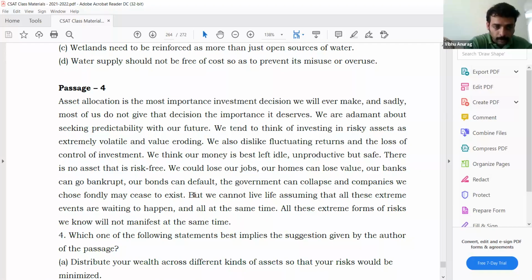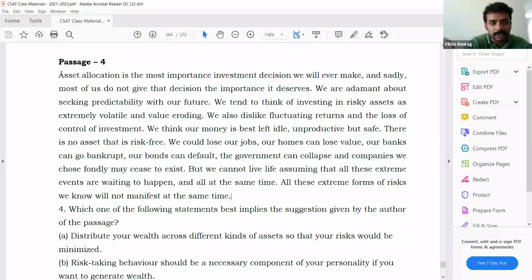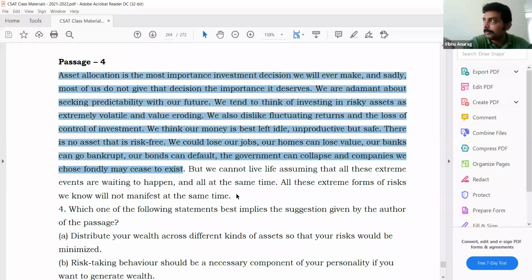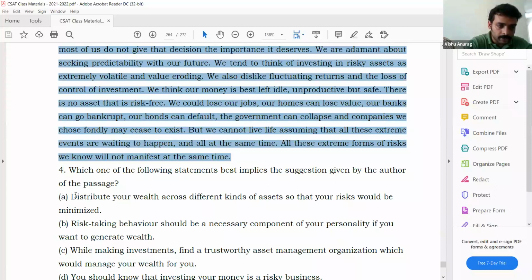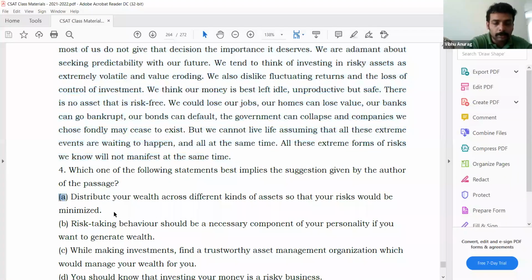So what is the suggestion given by the author? If you see this passage, he's basically telling people you can't keep your money safe and risk-free because everything has a certain amount of risk. So option A, distribute your wealth across different kinds of assets so that your risk would be minimized. He is actually talking against risk minimization. He is saying nothing is risk-free. So A is the exact opposite of what he is saying. He is telling people to take some risk.